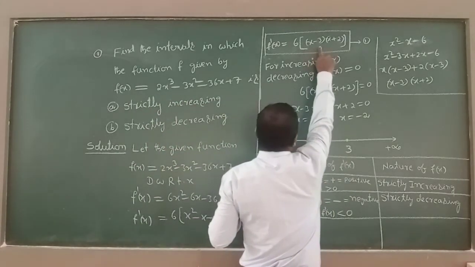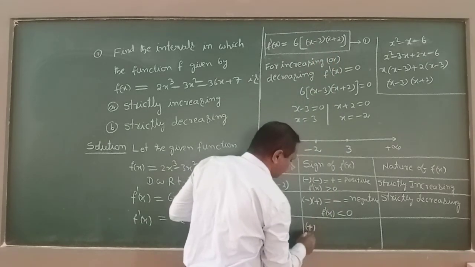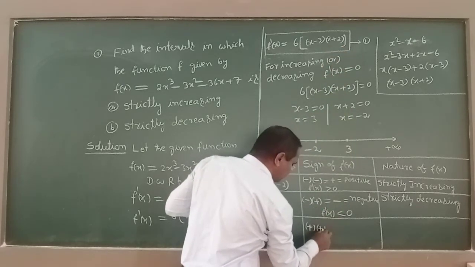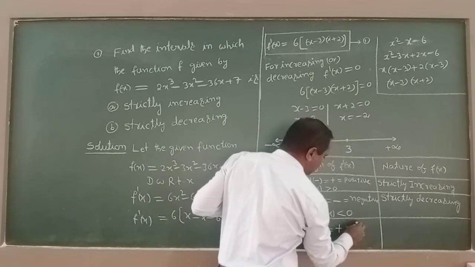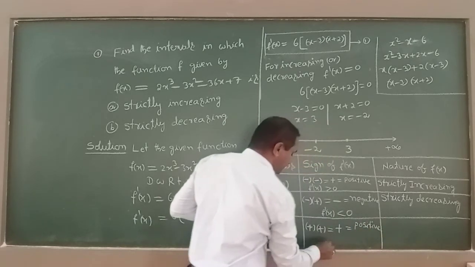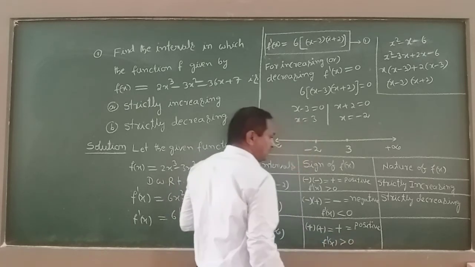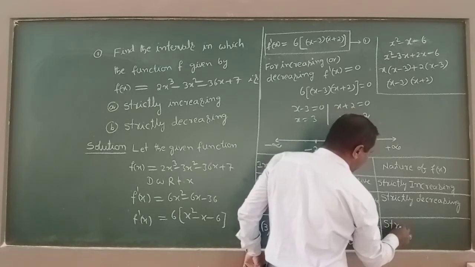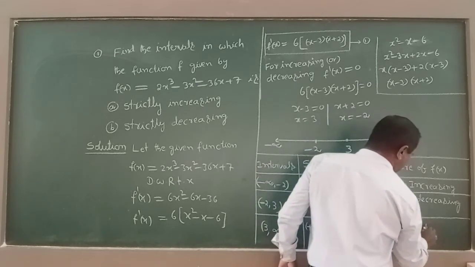Now 4 minus 3 becomes plus 1. We can write plus here. 4 plus 2 means plus 6. It is also plus here. Plus into plus is plus. Plus means here positive. Positive means we can take f dash of x is greater than 0. If greater than 0, we are calling this function a strictly increasing function.